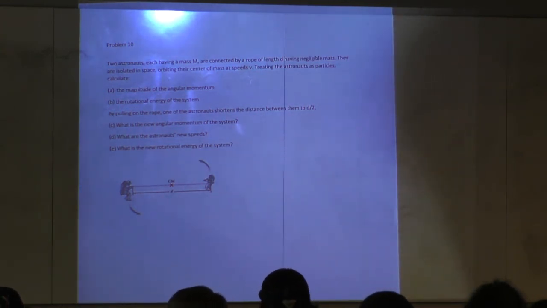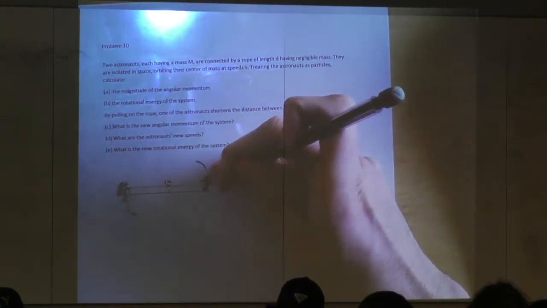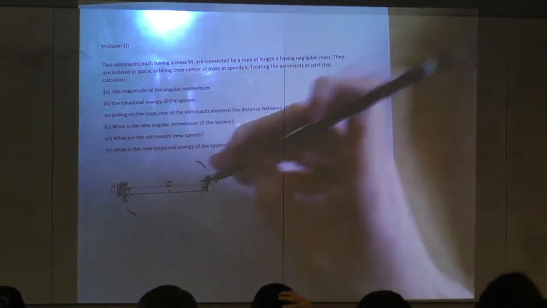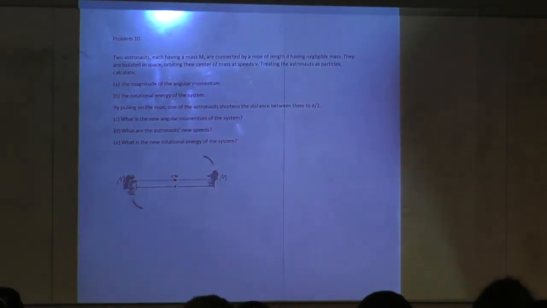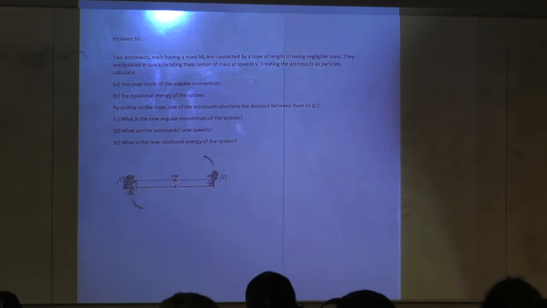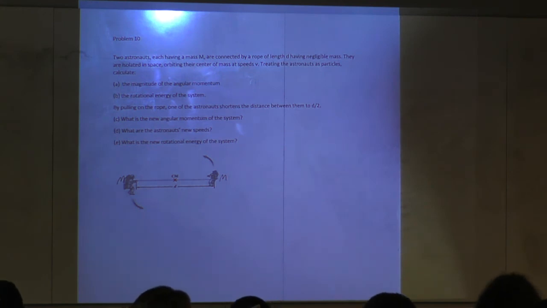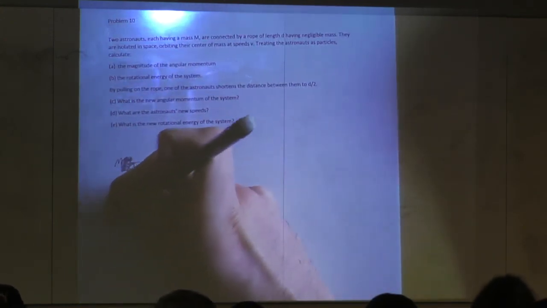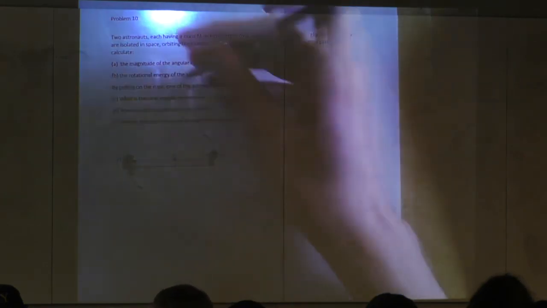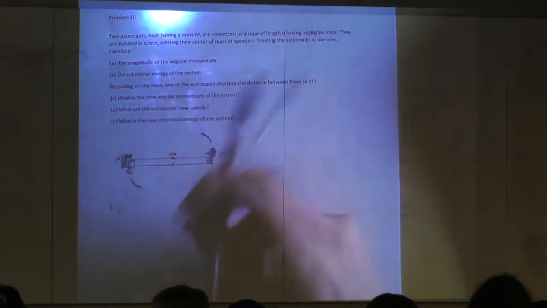They both have a mass m. The rope is length d. We don't care about the mass of the rope, and they're circling each other at speed v. Treating them as particles, calculate the magnitude of their angular momentum and the rotational energy, and then, if they shorten the rope, find it again. So for angular momentum, I'm going to say L1, because they change it in the middle of the question.